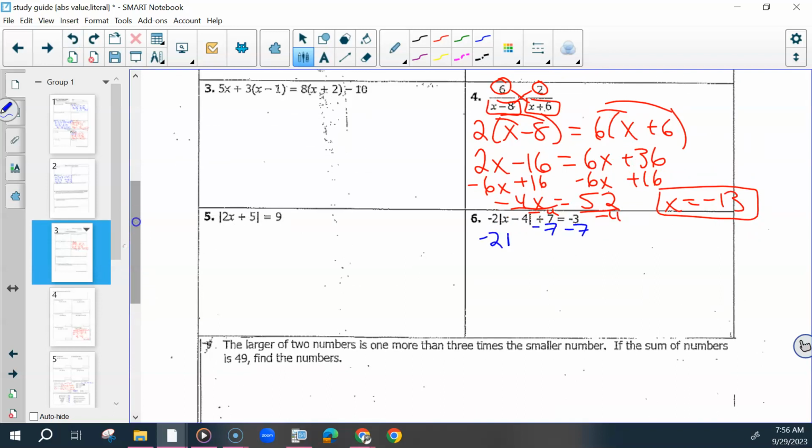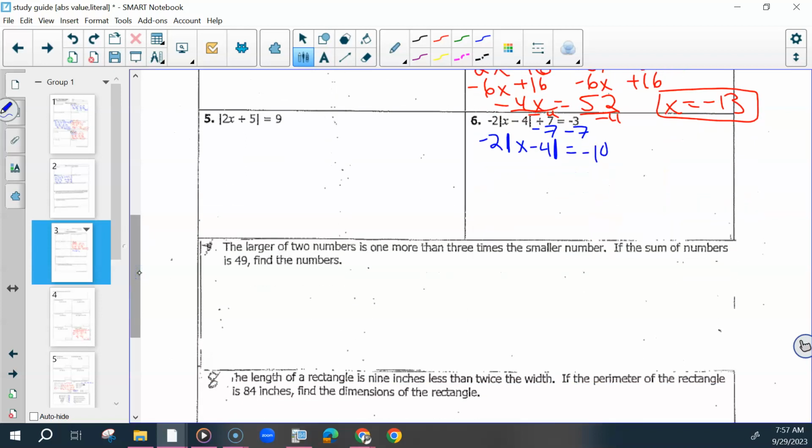Wait, so what would you add 2 to both sides? Say that again. What would you add 2 to both sides? Why wouldn't you add 2? Because you're multiplying here, so that would be the opposite. Okay. But now to get rid of the negative 2, we would divide.